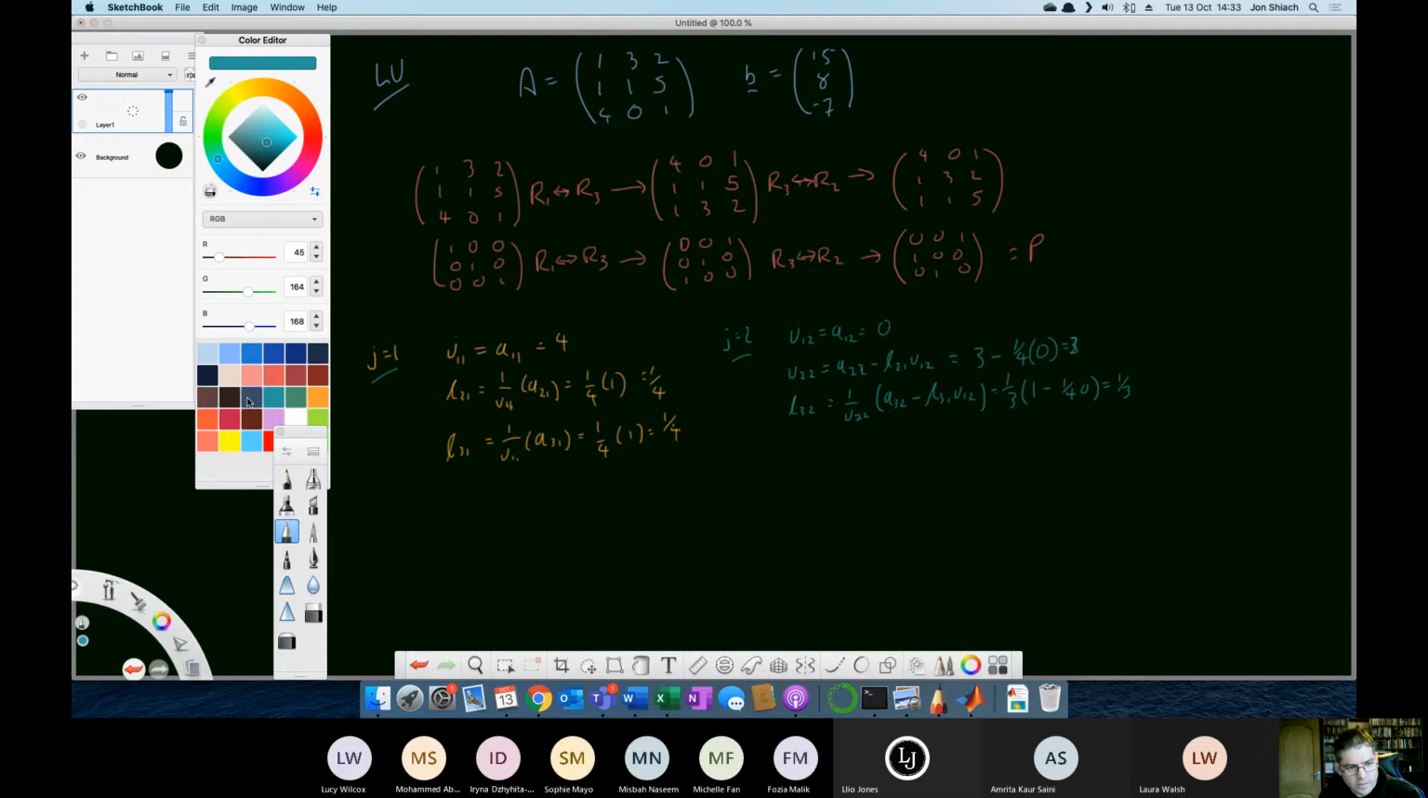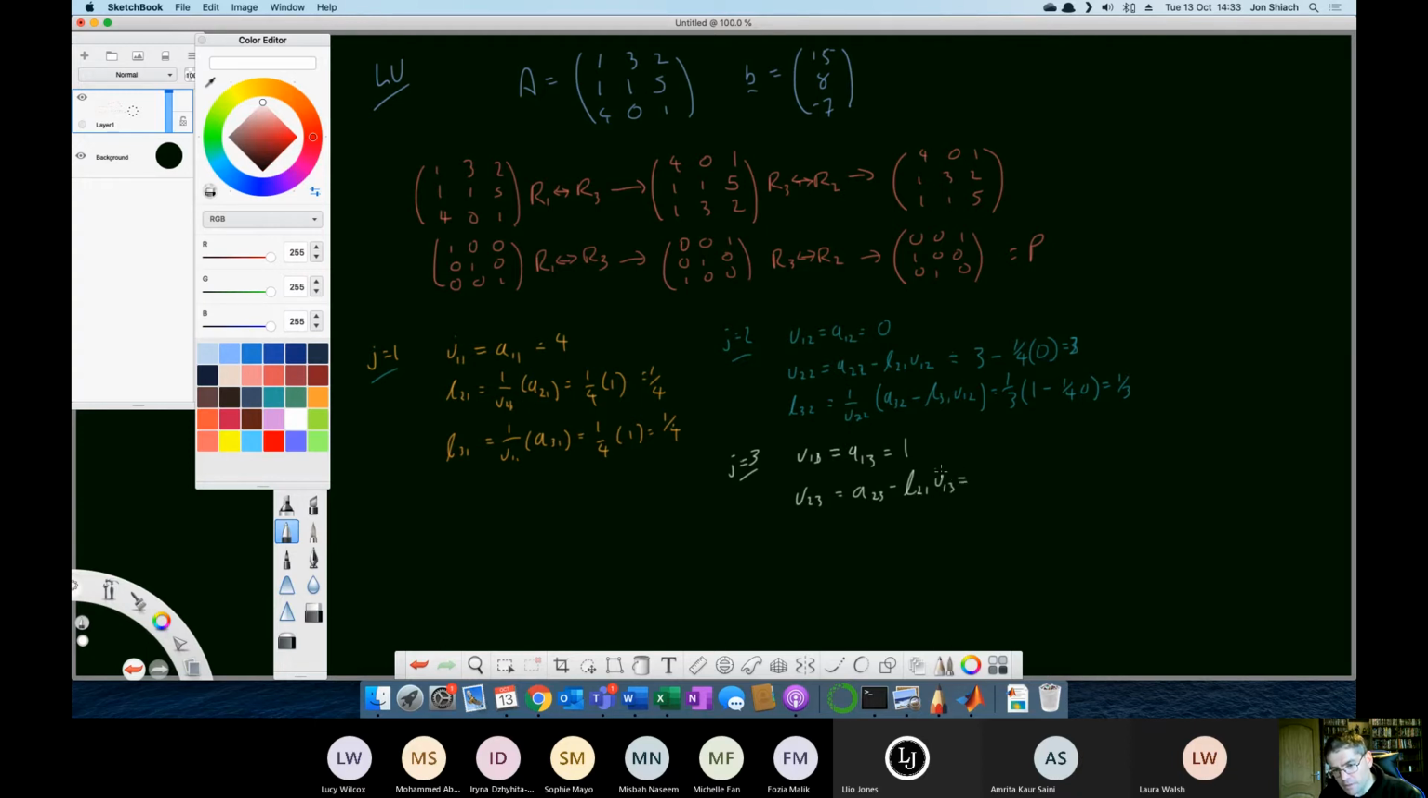Pick a different color this time. I'm running out of colors to pick. Now go back to, I'll go white. Okay, so J equals 3. So now we're on the third column, and we've only got the U values to calculate. So we've got U13 is equal to A13, which is equal to 1. U23 is equal to A23 minus L21 U13.